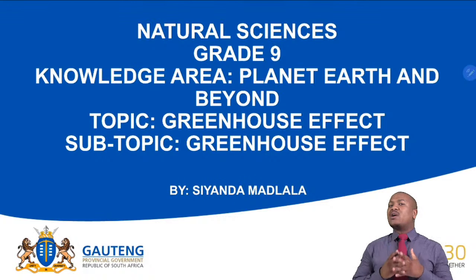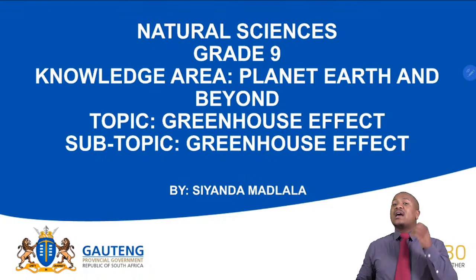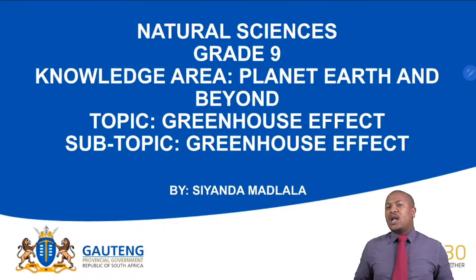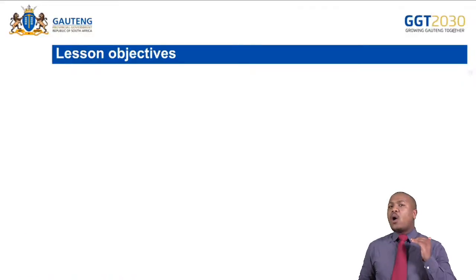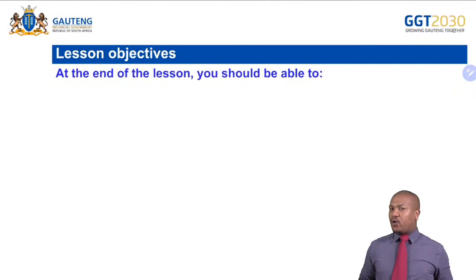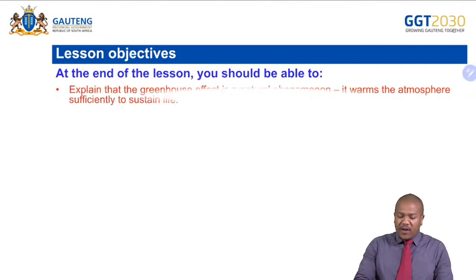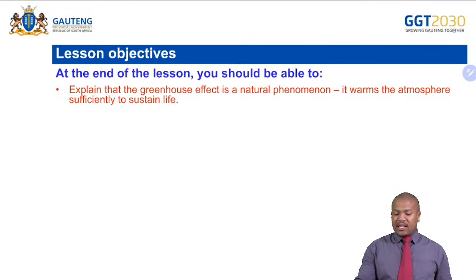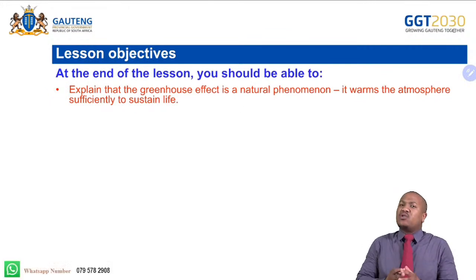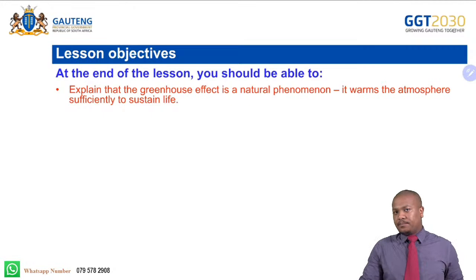Effect. And also our subtopic is greenhouse effect. Now let's look at what we need to achieve by the end of this lesson. So our lesson objectives are as follows, right? At the end of the lesson, you should be able to firstly explain that the greenhouse effect is a natural phenomenon, right? It warms the atmosphere sufficiently to sustain life.